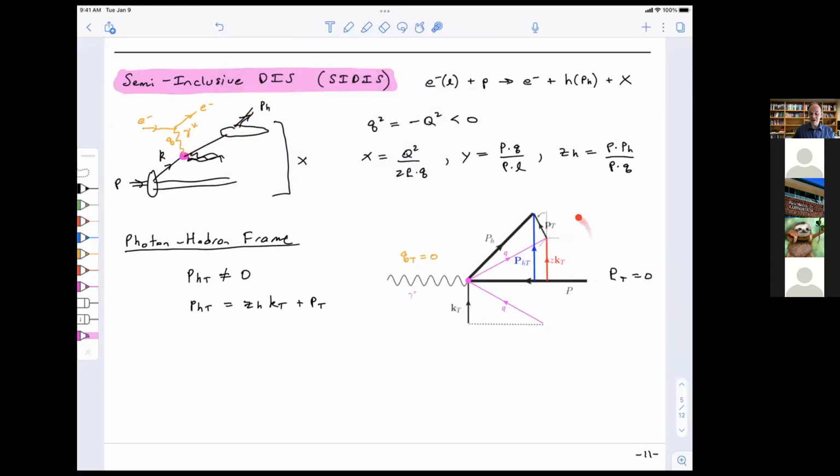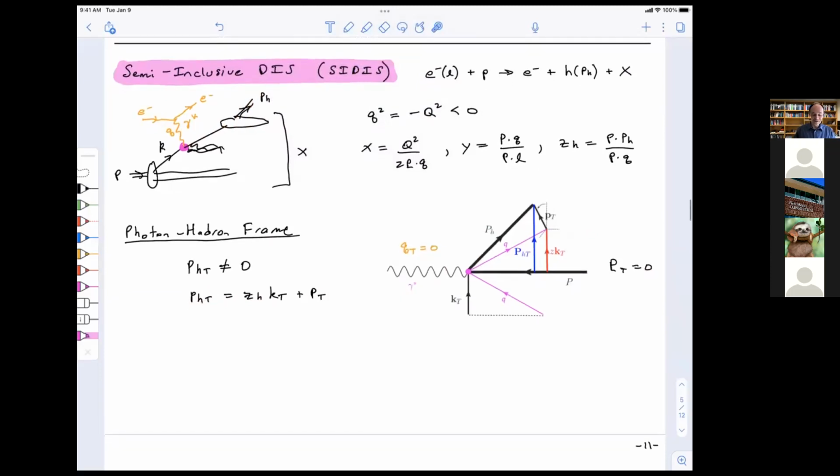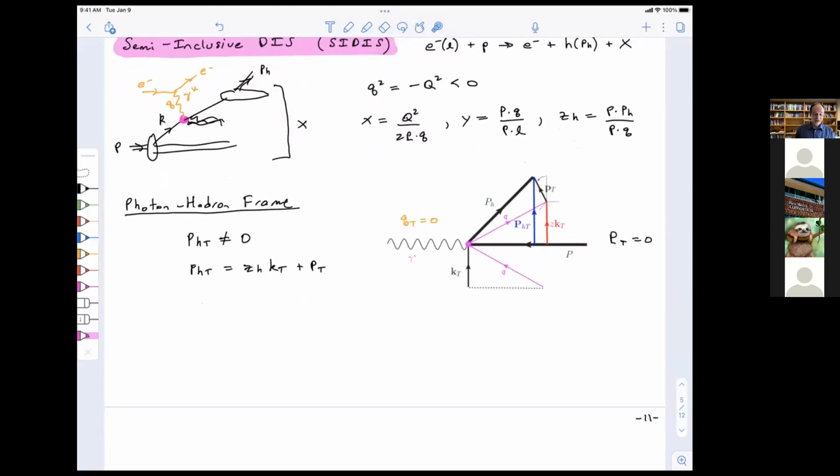This figure, if you try to decipher it, is saying the same thing as this formula in the end of the day. It's from the handbook, so I leave it there to see if anybody can understand it. We tried to color it nicely, but it's a little bit confusing, and I don't want to spend a lot of time on it. This is the photon-hadron frame.